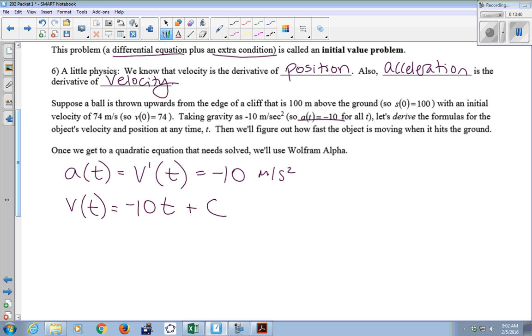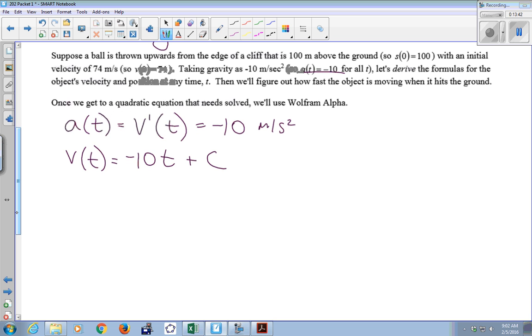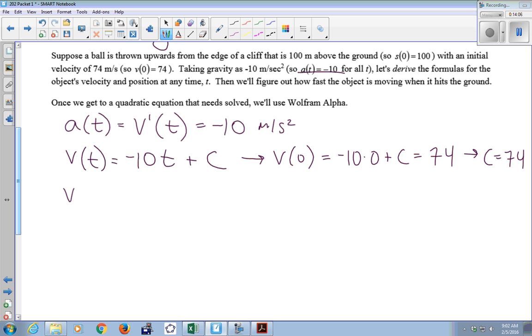All right. So now we have a formula for velocity. We need to know plus c. So v of 0 I know is 74. So let's see, I'll put it over here. V of 0. That means if you replace your t with a 0, you get 74, which means c is 74. So my actual velocity function is negative 10t plus 74.